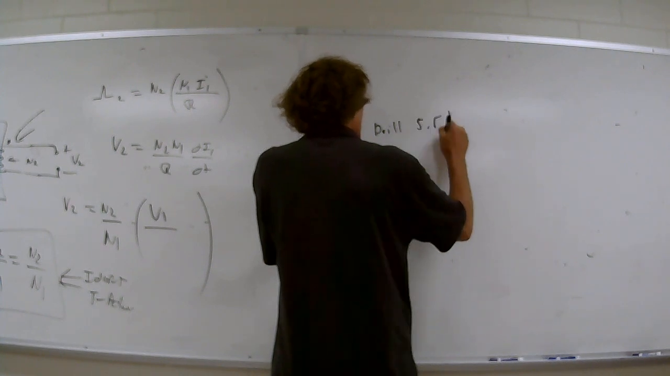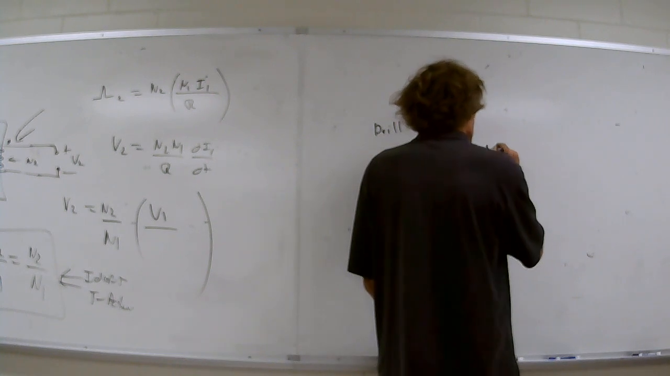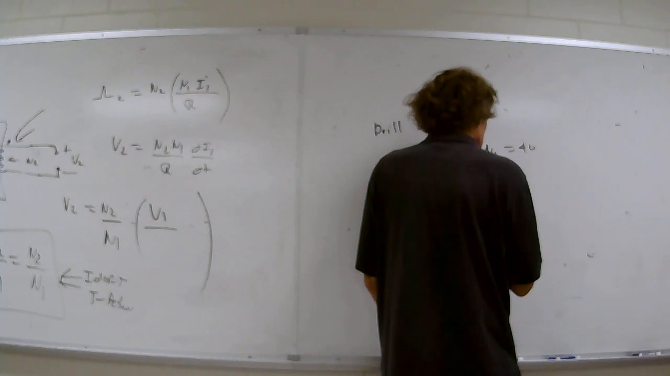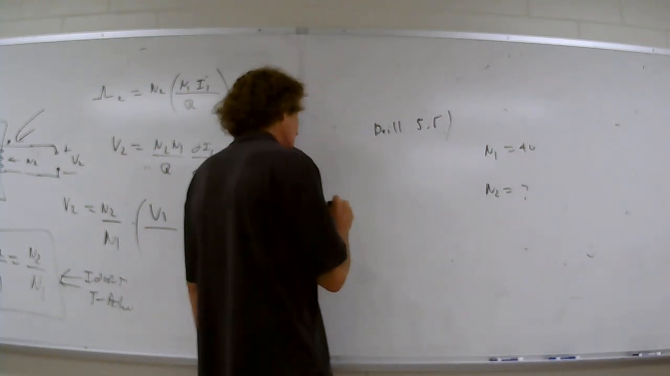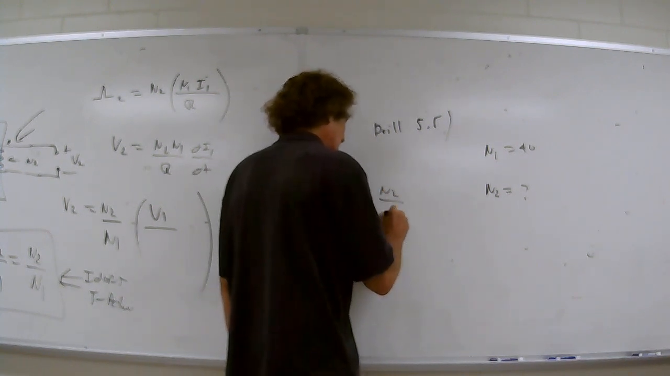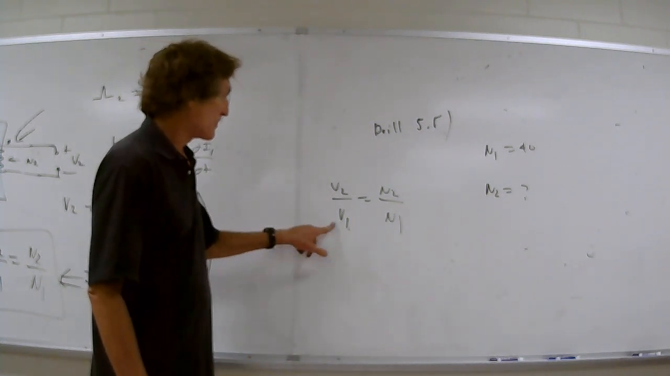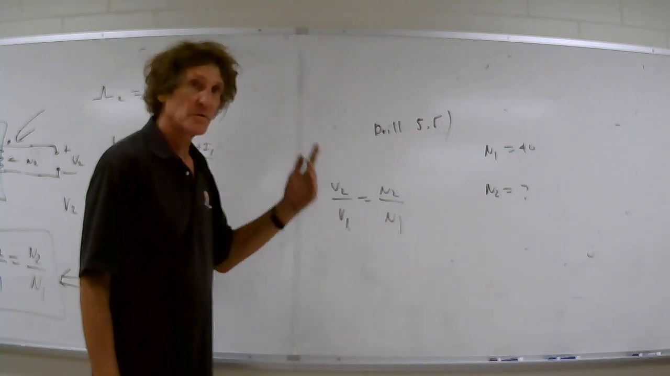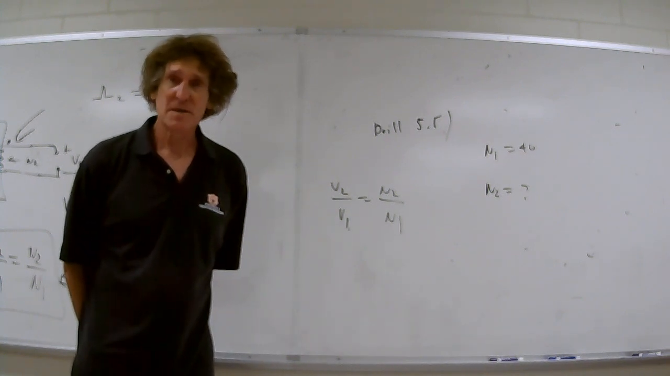But for this drill, 5.5, what was the answer? So suppose N1 equals 40 turns. Assuming an ideal transformer, how many turns N2 are required to double the voltage at the secondary? Anybody? V2 over V1 is equal to N2 over N1. You want V2 over V1 to be 2, right? We got N1 is 40. What is N2? 80. That's all it is. And I think that's the right answer.